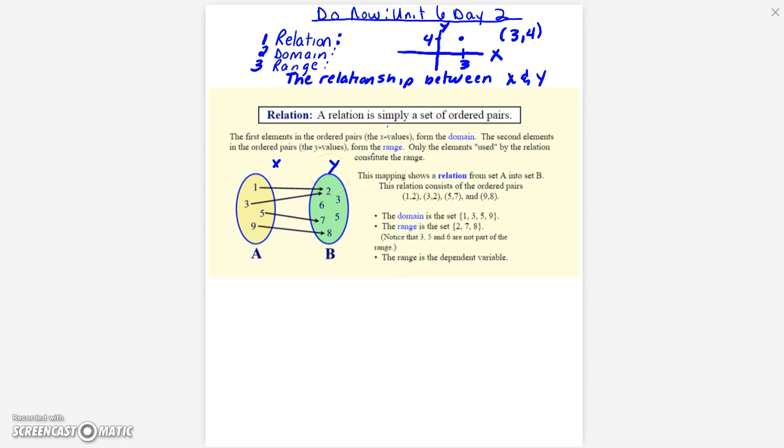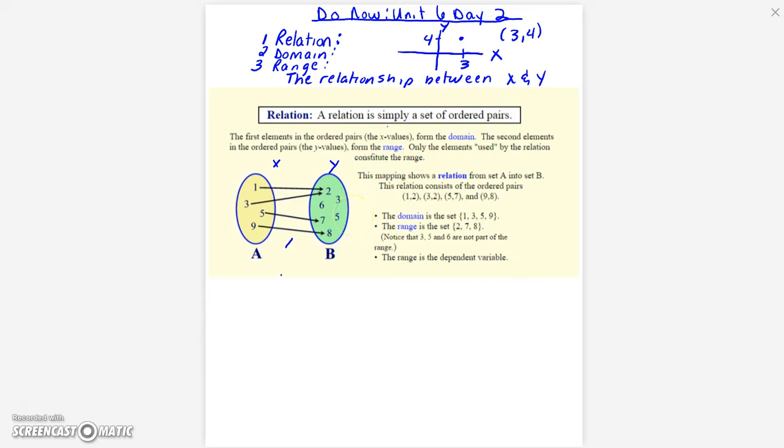So the domain here is all of the x numbers, and we could put this on a graph if we wanted to, but the domain is 1, 3, 5, and 9. And the range are all of the green values, or the y values, which are 2, 3, 5, 6, 7, and 8. You could put them in a table, and we would create that table from the ordered pairs we see at the right. So it says, I'm in the second paragraph right now, this mapping shows a relation from set A into set B.